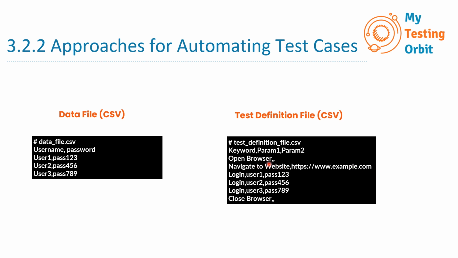You must have noticed that in front of open browser there are two commas. So in the test definition file, this indicates that this keyword function, open browser, does not require any parameters to be passed to it. So the first comma is a placeholder for the first parameter, which in this case is not used. It is there to maintain consistency in the structure of the test definition file, because open browser is a keyword that initiates the opening of a web browser. Same goes with the second comma as well. That's also a placeholder for the second parameter, which is also not used. The same applies to close browser keyword as well.